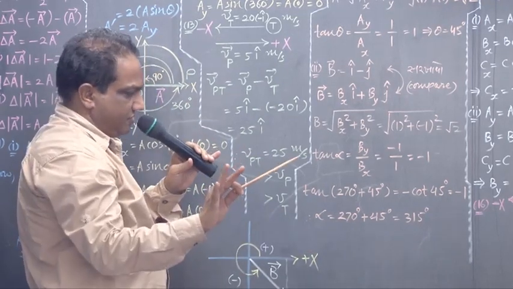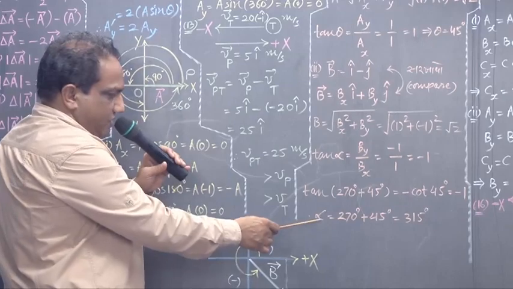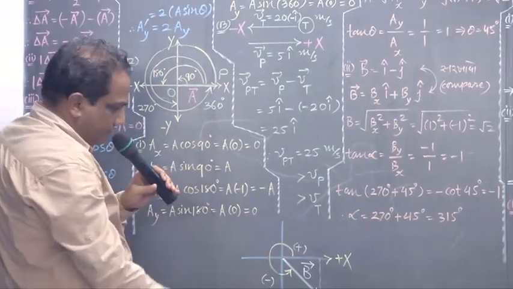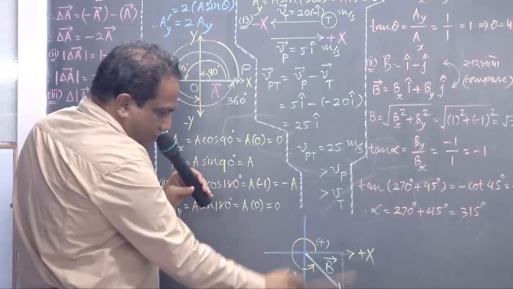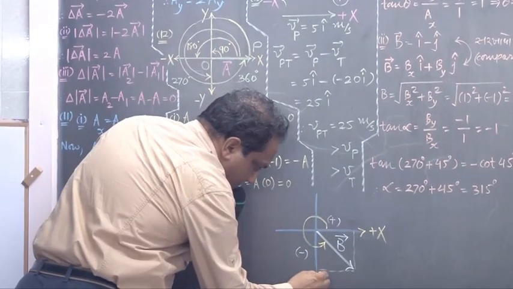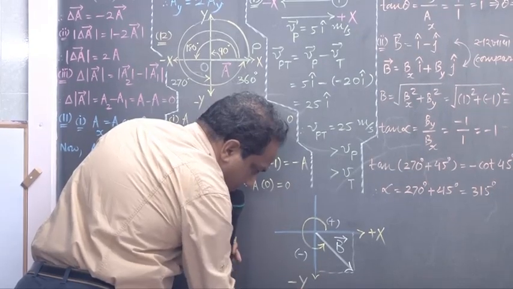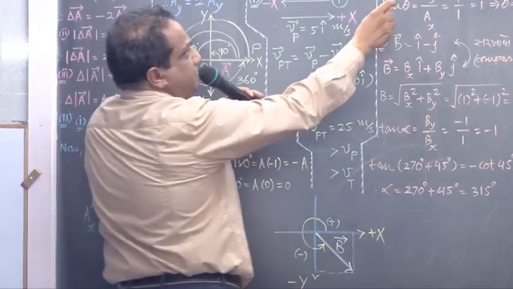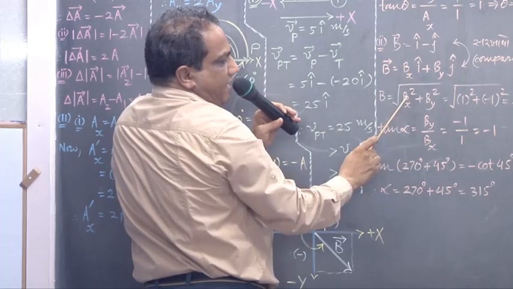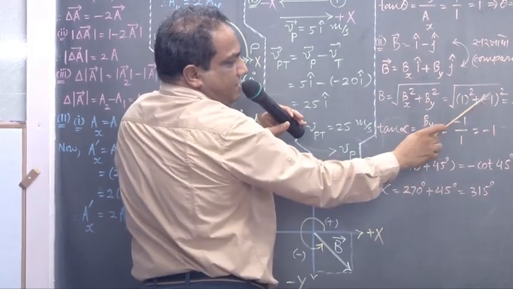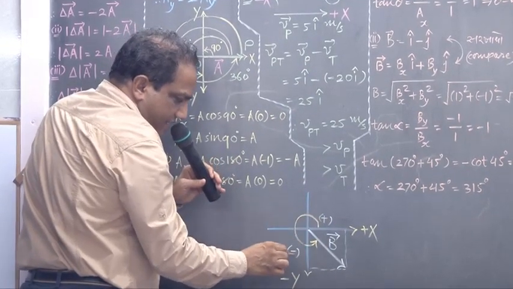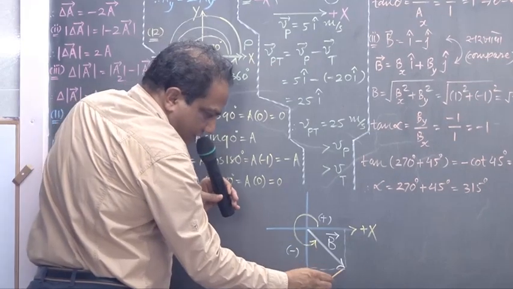Wait. Can you visualize this angle in this graph paper? Look, this is the positive x-axis as usual. What is this? Negative y-axis. Now tell me, x component is positive and y component is negative. That vector is like this, okay?